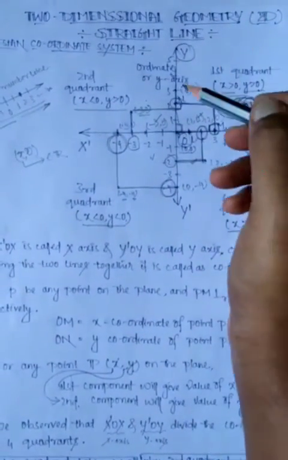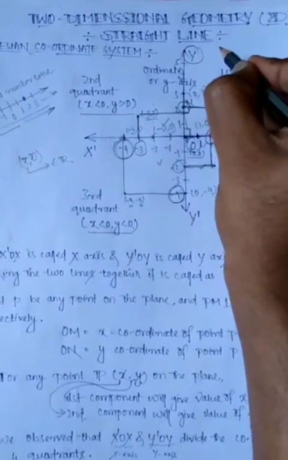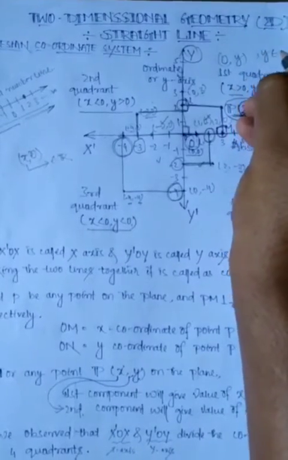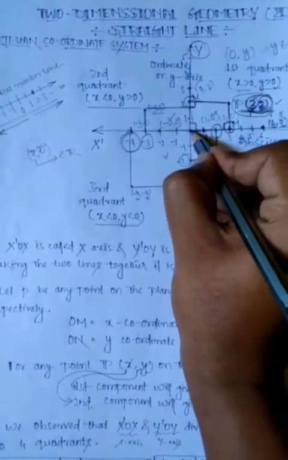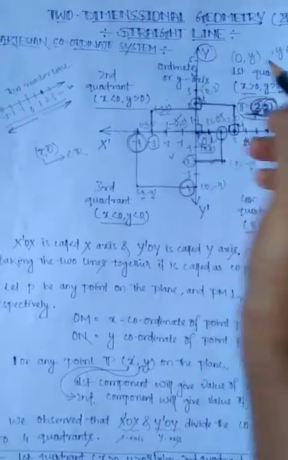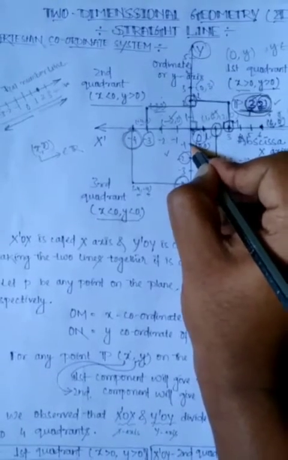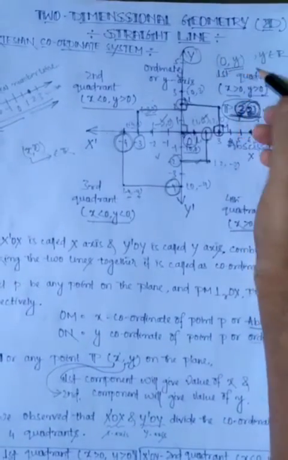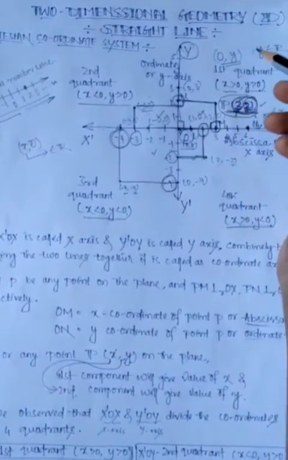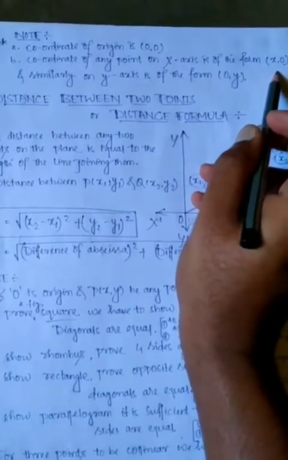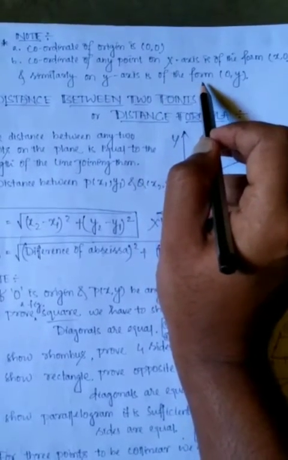Similarly, we can say any point on the y-axis is of the form 0, y, and y belongs to R. Why? You can see this is the point 0, 0. This is the point 0, 1. This is the point 0, 2. This is 0, 3. Similarly, on the negative part, this is 0, minus 1. This is 0, minus 2. So any point on the line is of the form 0, y. Next, I have written those two lines. Any point on the x-axis is of the form x, 0, and any point on the y-axis is of the form 0, y.